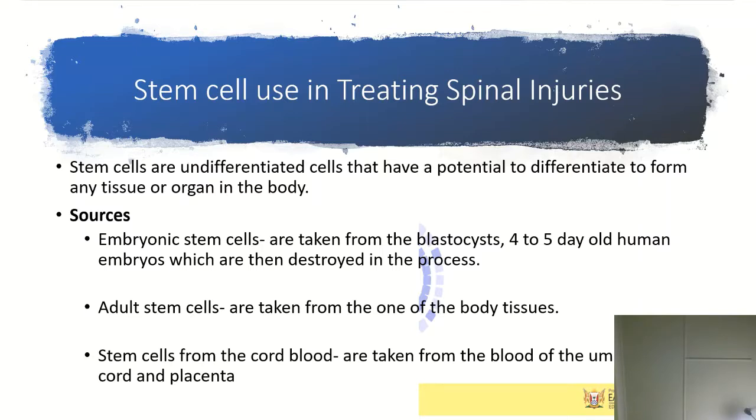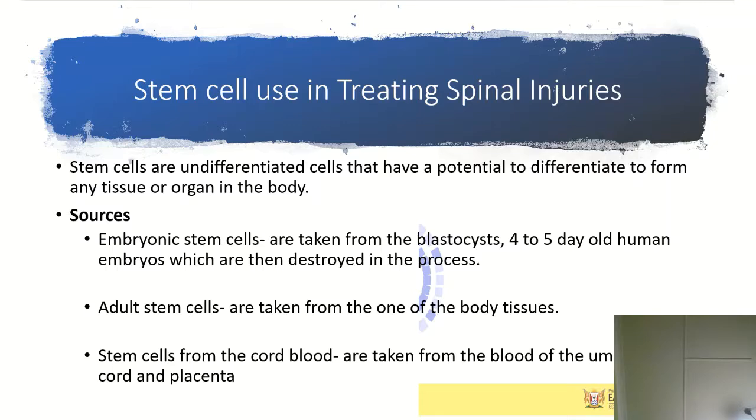So we're saying stem cells are undifferentiated cells that have the potential to differentiate to form any tissue or organ in the body. That is a stem cell. They can form any tissue, any organ in the body. And then where are they found? There are different sources of stem cells: embryonic stem cells, adult stem cells, and stem cells from the cord blood.